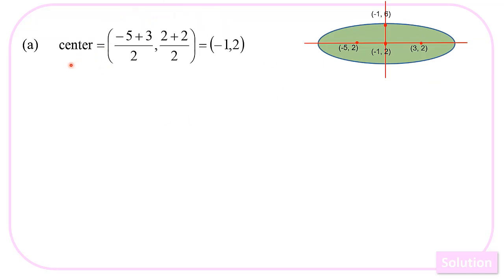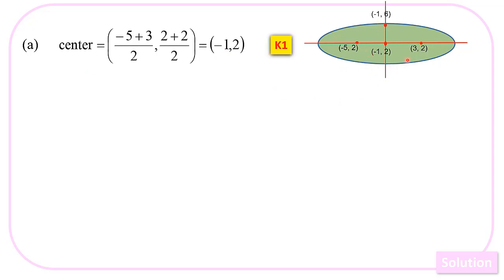First, we have to find the center. Remember, when we want to find the equation of an ellipse, we have to have three pieces of information. The first one is the center, and then we have to have the value of A, and then the value of B. Here the center is (-1, 2). Finding the center, we have K1.